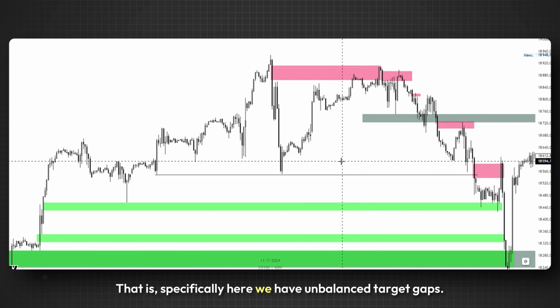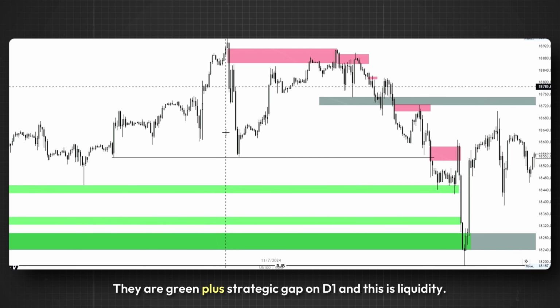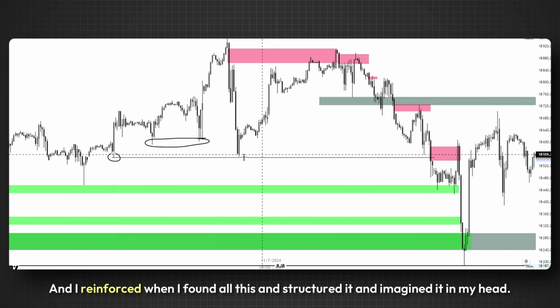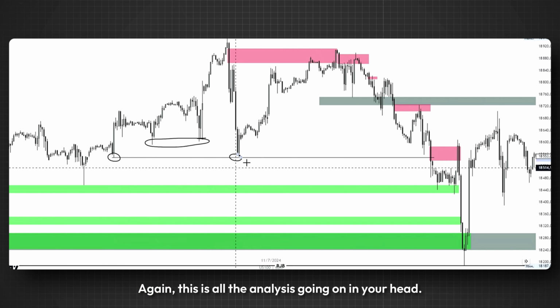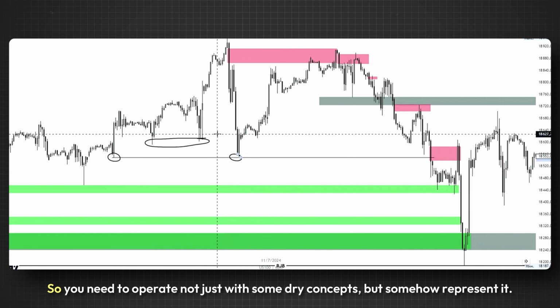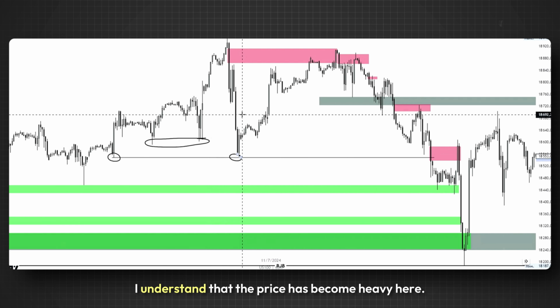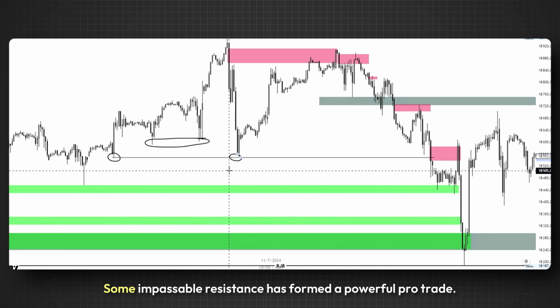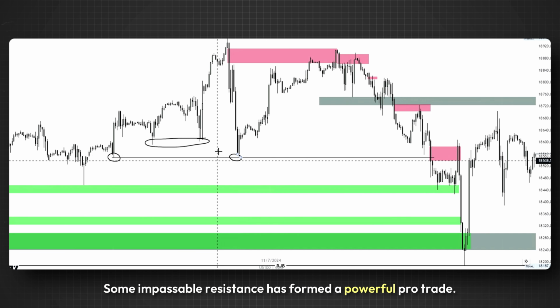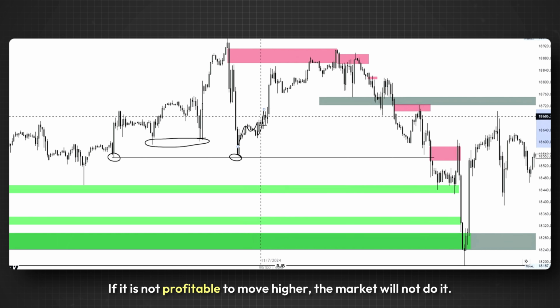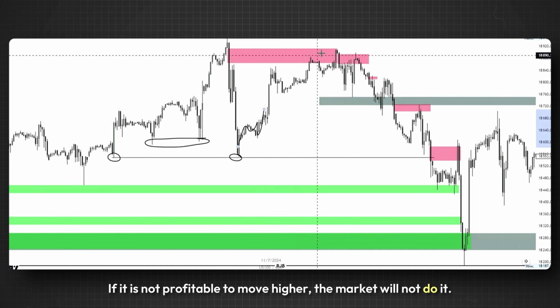That is, specifically here we have unbalanced target gaps, they are green, plus strategic gap on D1. And this is liquidity. And I reinforced, when I found all this and structured it and imagined it in my head, again, this is all the analysis going on in your head. So you need to operate not just with some dry concepts, but somehow represent it. I understand that the price has become heavy here. Some impassable resistance has formed, a powerful pro-trade. There is no reason to move further because everything on the market is done with profit. If it is not profitable to move higher, the market will not do it.